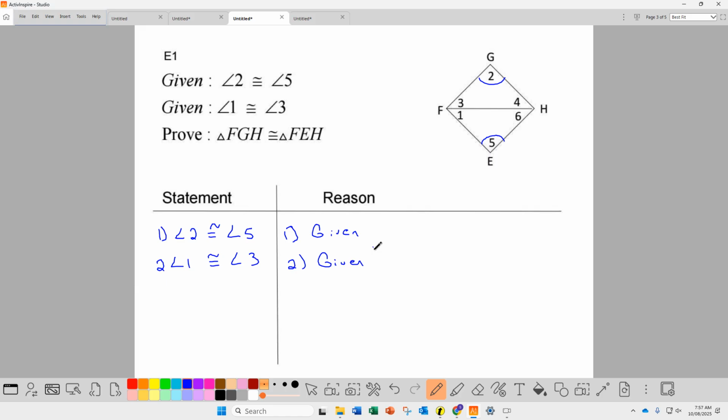And we go up to our picture and we mark angle 1 congruent to angle 3. Put 2 marks on it, guys, because you already have 1 mark on these. Not all 4 of them are the same. These 2 are the same and these 2 are the same. So put 1 mark on 2 and 5. Put 2 marks on 1 and 3.